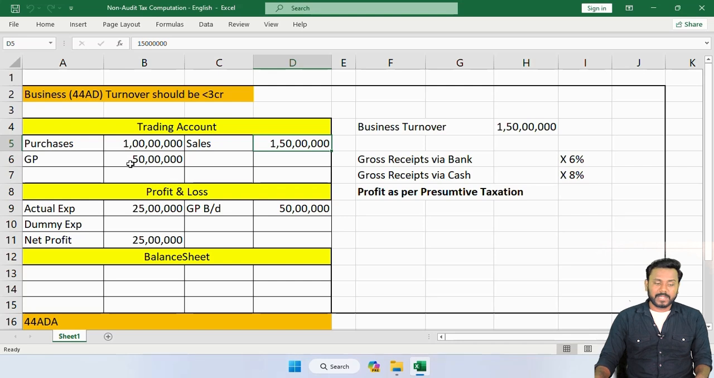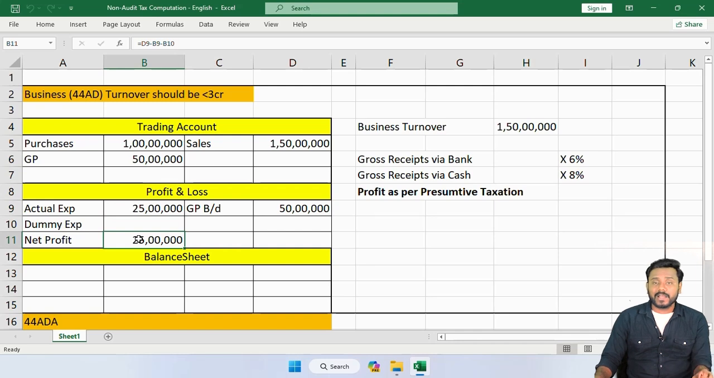And then gross profit: cost price 1 crore, sale price 1 crore 50 lakhs. So the gross profit will be 50 lakhs. Now it is brought down to the profit and loss account. In the profit and loss account, the client again has some actual expenses of around 25 lakhs. So actual gross profit 50 lakhs minus expenses 25 lakhs, so the net profit was 25 lakhs.